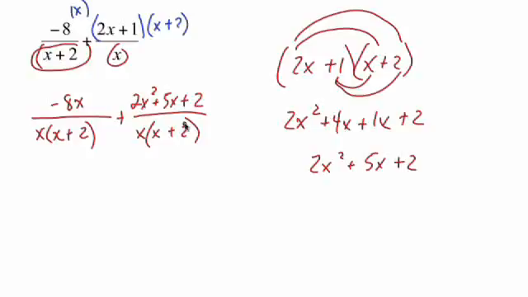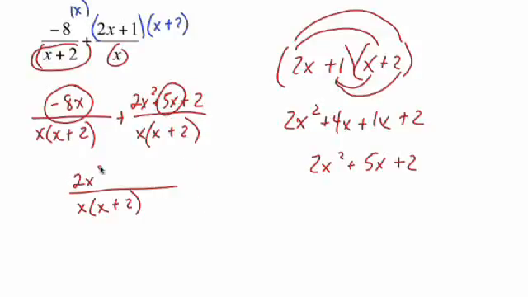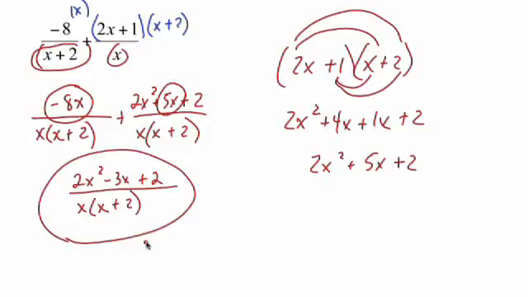Okay, now we can finally combine some like terms. So our final answer, you can write your denominator first. Your numerator, you can combine the negative 8x and the 5x. But again, put it in descending order. So we're going to start with 2x squared. Negative 8 plus 5 is negative 3. And then the plus 2. And that is your final answer.